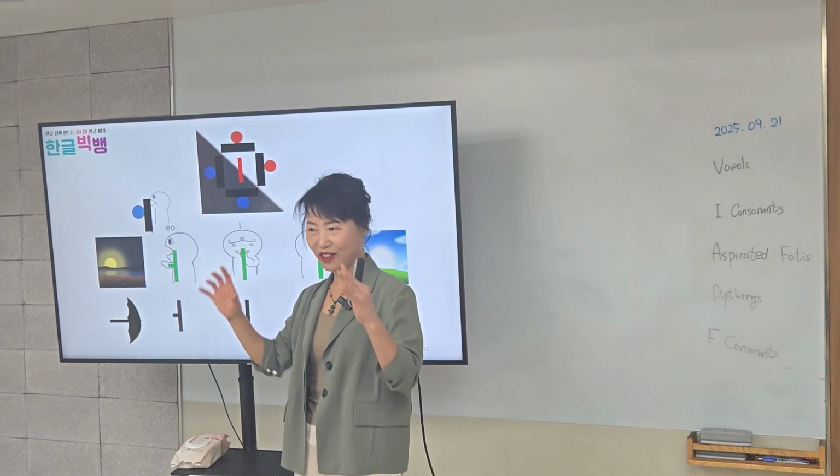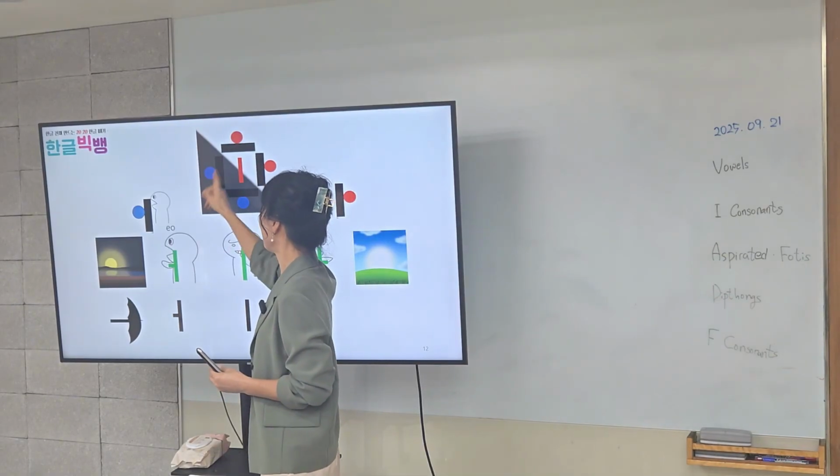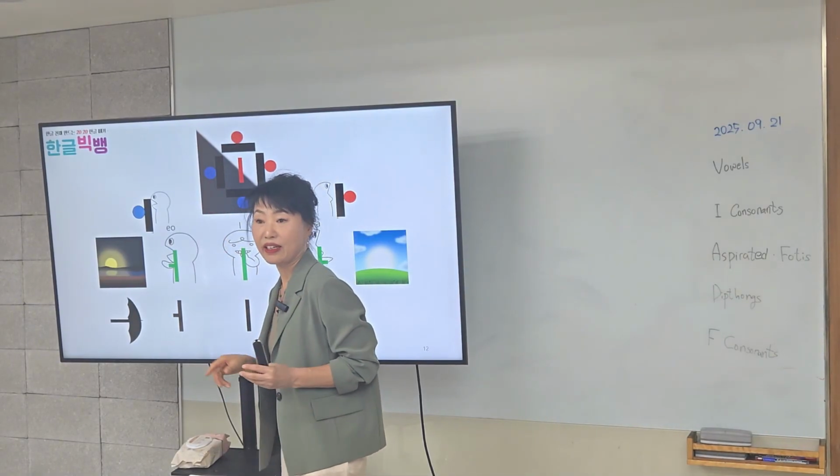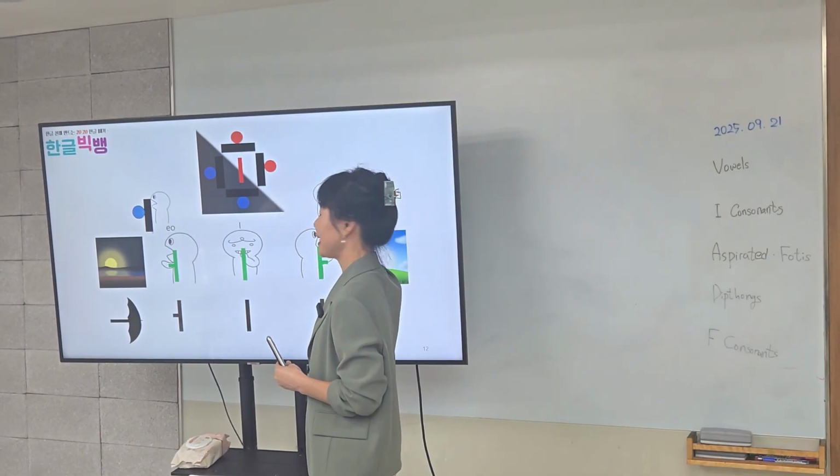Korean vowels are divided into yang vowel, yin vowel, positive vowel, negative vowel. So this is yang vowel, a, o. U is yin vowel. So from E, sun is rising, like this. So it is a.